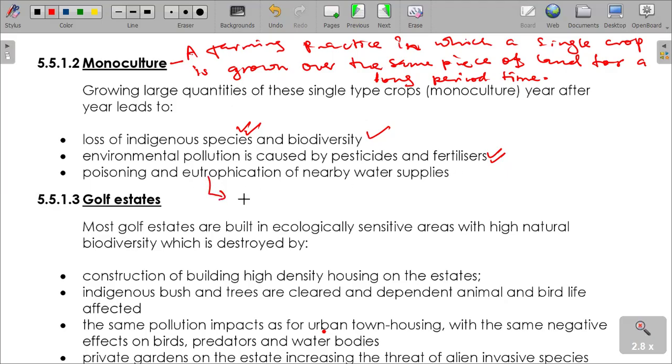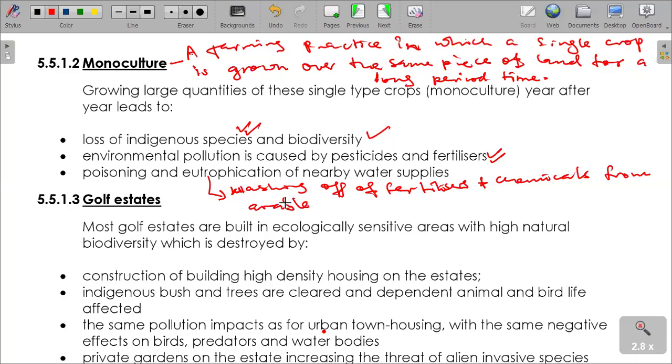Eutrophication, I'm sure we understand, is the washing off of fertilizers and chemicals from arable lands into our water resources. That is called what? That is called eutrophication.